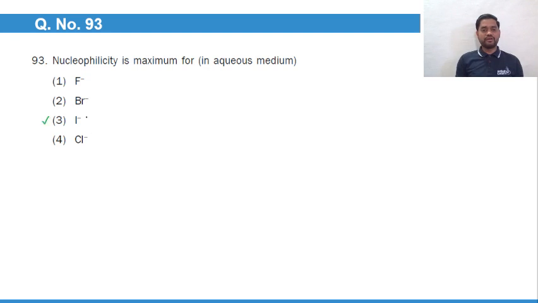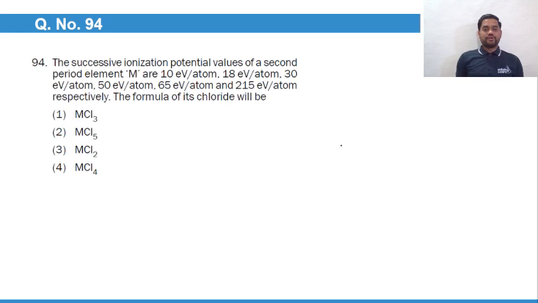So the answer has to be iodine or iodide. Okay, 94. The successive ionization enthalpies for a second period element are 10, 18, 30, 50, 65, 215.